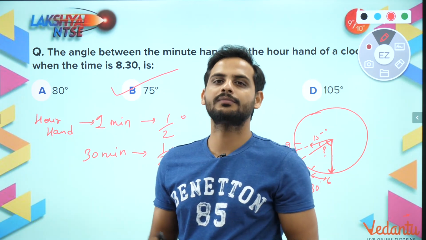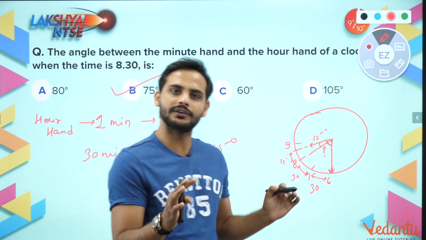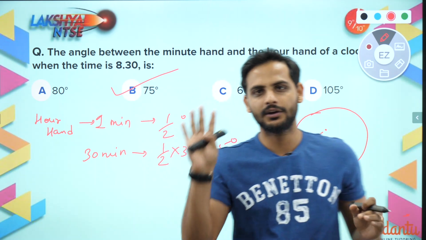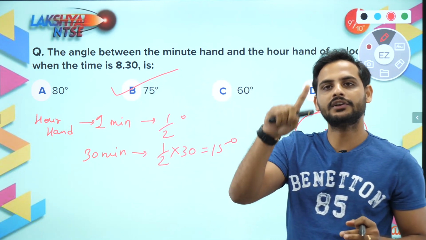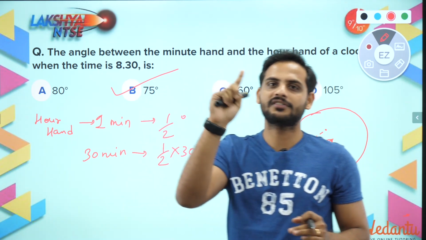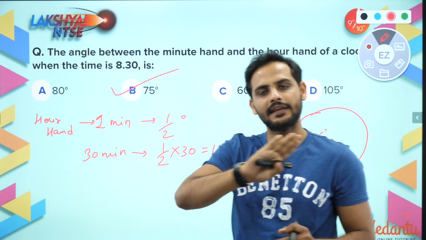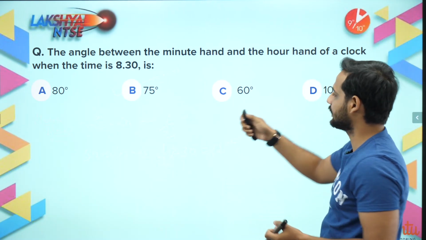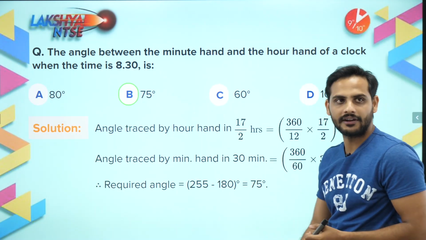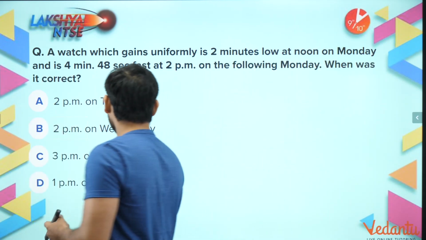So these kinds of questions become very easy if you draw the diagram and then look at the parts. Only 4 pieces of information are required: how much the hour hand moves in 1 hour and in 1 minute, and how much the minute hand moves in 1 hour and 1 minute. Then everything will be very easy. Okay, let's move to the next question. The correct answer for this question is B, 75 degrees.